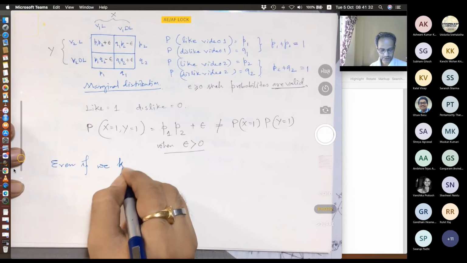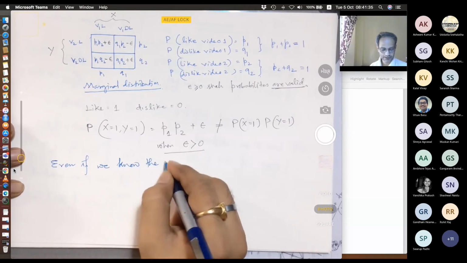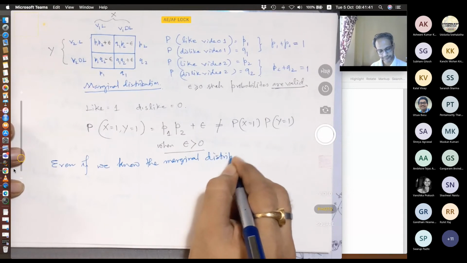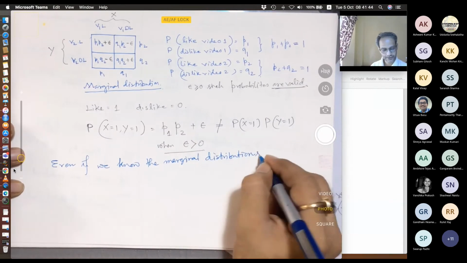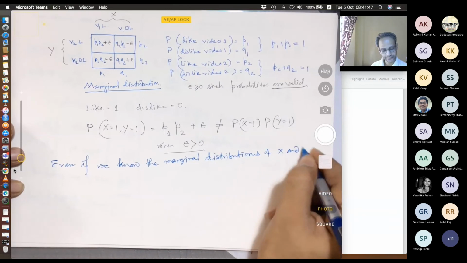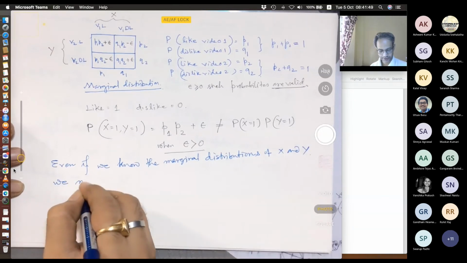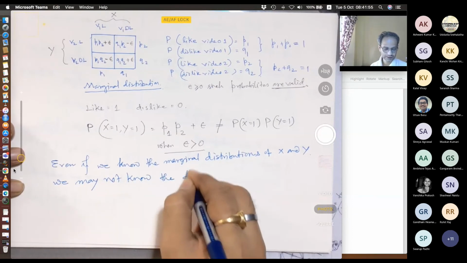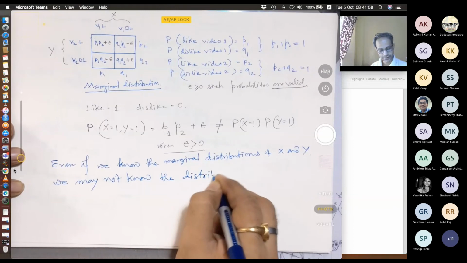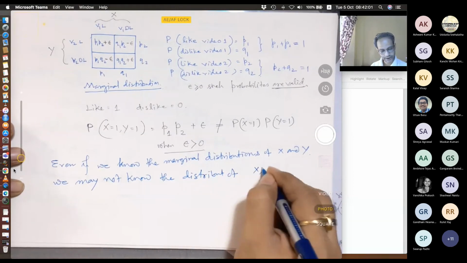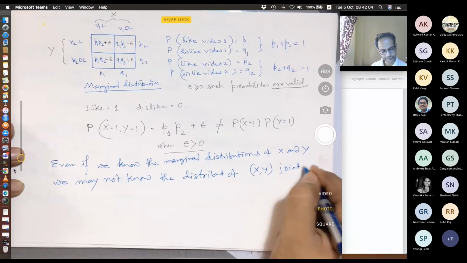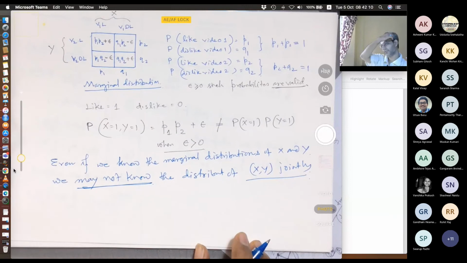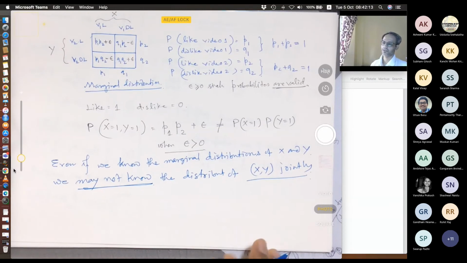So the conclusion is this: even if we know the marginal distributions of x and y, we may not know the joint distribution of x, y. If you know the marginals, it doesn't guarantee the joint distribution.